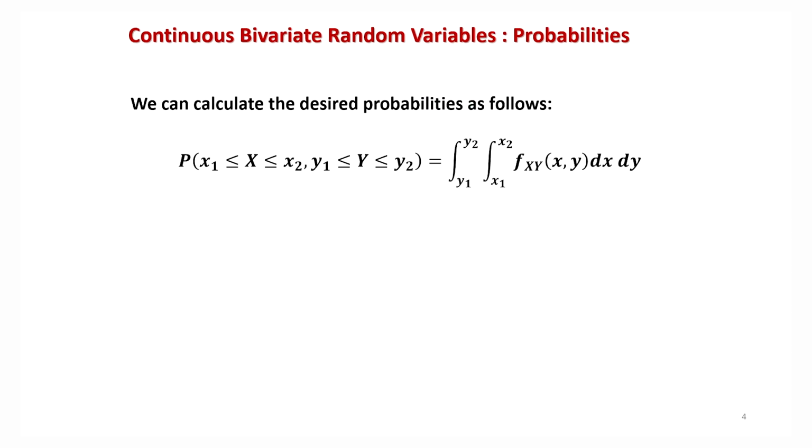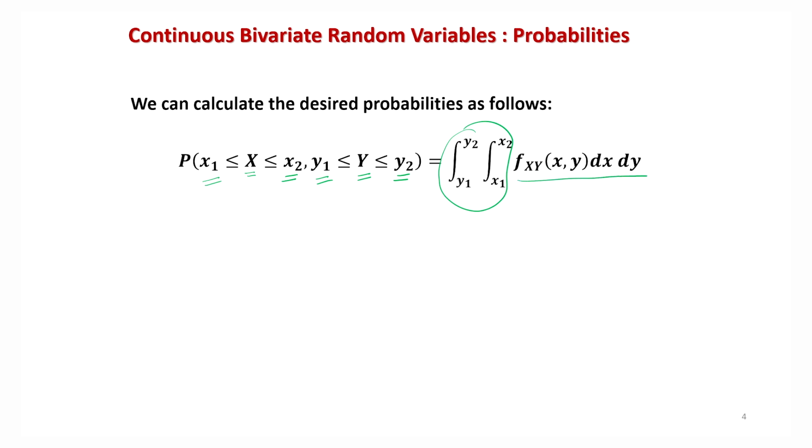Now, for example, if you want to compute any probability in the case of a joint probability distribution of two random variables, and you want to know the probability that X lies between x1 and x2 and Y lies between y1 and y2, then this can be obtained by the integral from y1 to y2, x1 to x2, of f(x,y) dx dy.